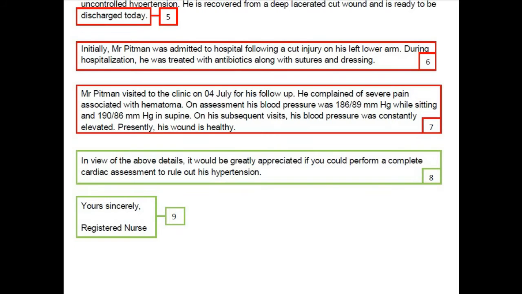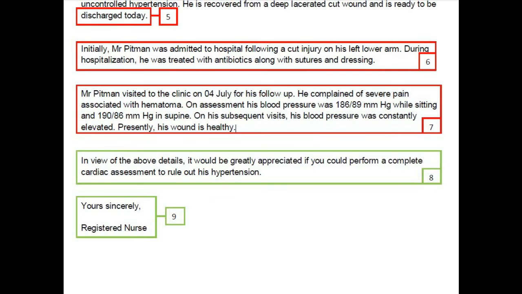Moving to the third paragraph, Mr. Pittman visited to the clinic on 4th July for his follow-up. He complained of severe pain associated with hematoma. On assessment, his blood pressure was 186/89 mmHg while sitting and 190/86 mmHg in supine. On his subsequent visits, his blood pressure was constantly elevated. Presently, his wound is healthy.